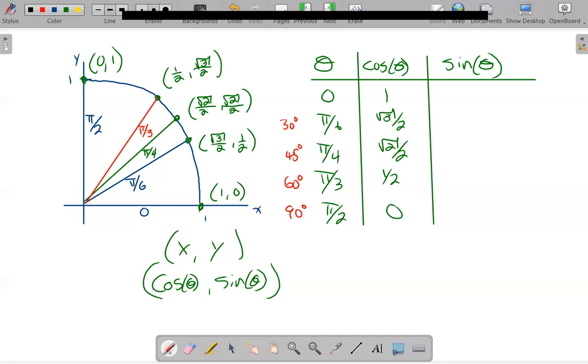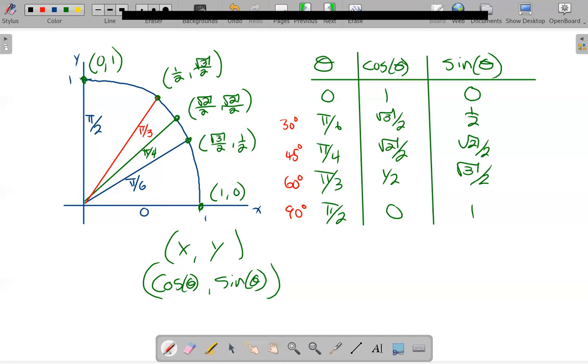Sine goes the other way. Sine of 0 degrees or 0 radians is 0. The sine of pi over 6 is 1/2. See the symmetry in this chart here? Square root of 2 over 2, square root of 3 over 2, and then 1.